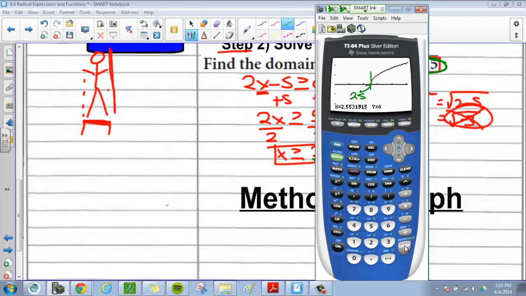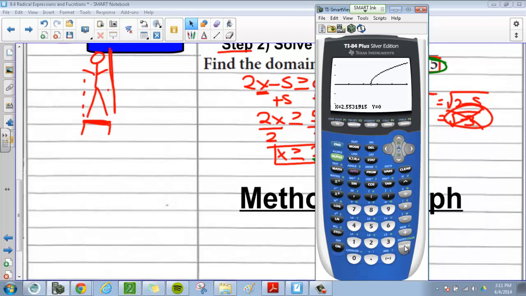This is the beginning of this function, and it goes that way forever and ever, for infinity. So the domain is x is greater than or equal to 2.5. Now if it was going this way, it would be x is less than or equal to 2.5. But it's not. It's going the other way. So that's how you can use a graph to find the domain of these functions, if you want to use that over an algebraic method.